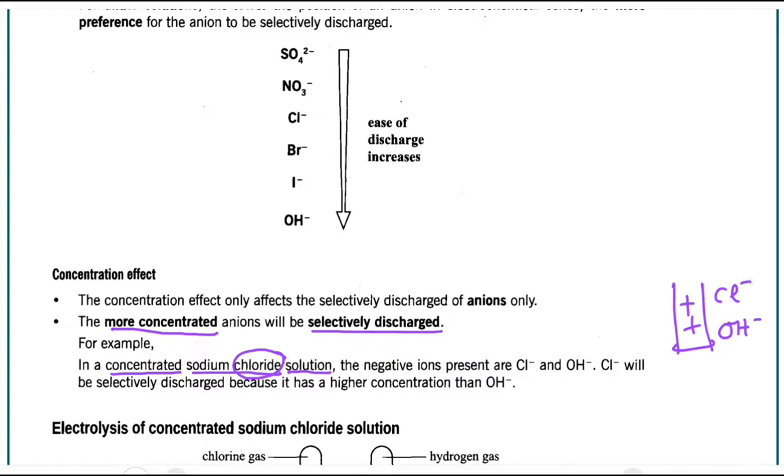So the one that would be selected here is the chlorine ion. The chlorine ion will be deposited, right? The Cl minus will gain an electron, and then it becomes chlorine gas, and then we would observe the color for chlorine, which is greenish-yellowish, surrounding the anode. So per the concentration effect, the solution is a concentrated solution, therefore the one that is concentrated will be the one that is deposited at the anode.